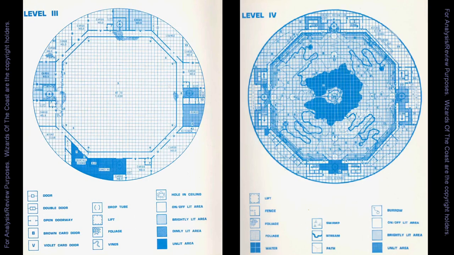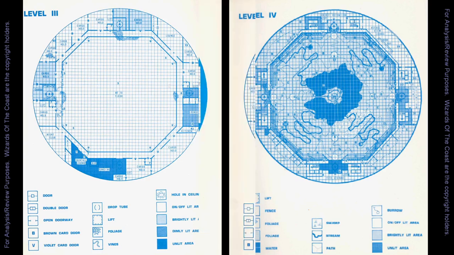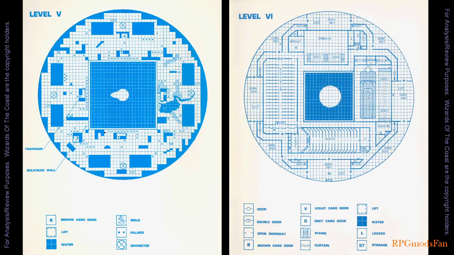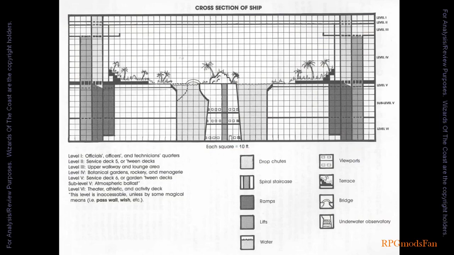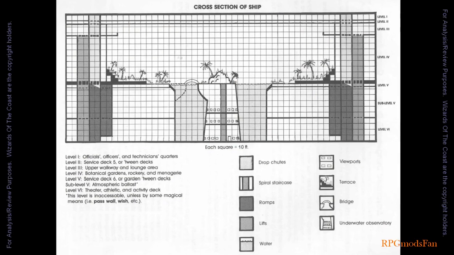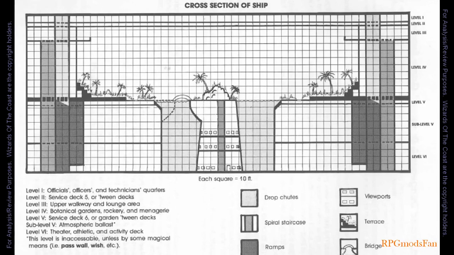Displayed are the maps for levels 3 and 4. Level 3 is the upper walkway and lounge area. Level 4 is the botanical gardens, rockery, and menagerie. Displayed are the maps for levels 5 and 6. Level 5 is a service deck. Level 6 contains cargo holds, a theater, an auditorium, and exercise facilities. Displayed is the cross-section view of the spaceship, going from levels 1 down to level 6.